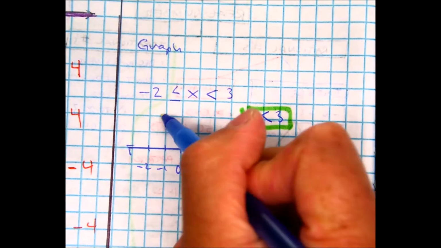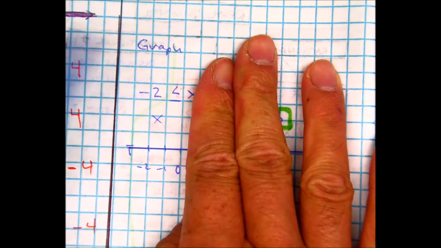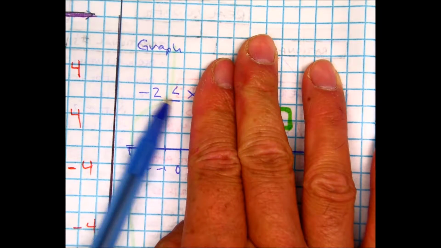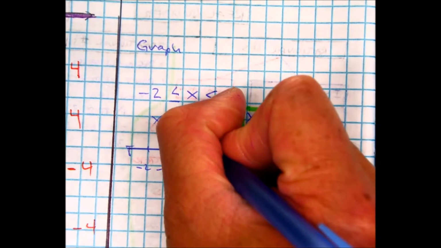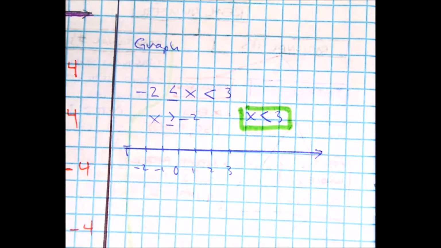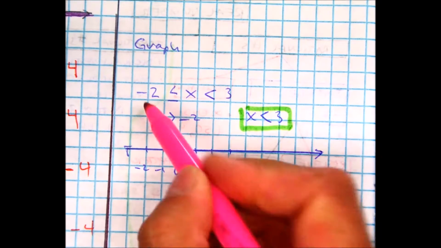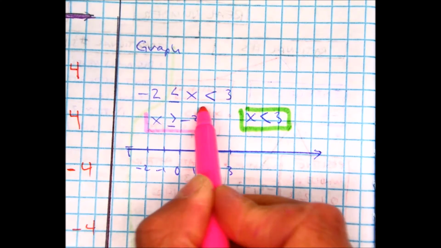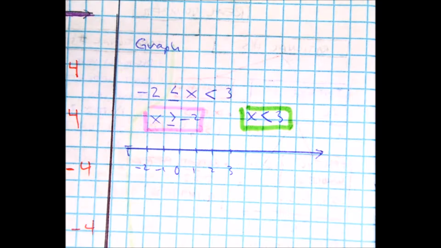Pay attention to this one. This one you actually read right to left. X is greater than or equal to -2. I did not flip the inequality sign because it's a negative. I'm just reading it in a different direction. That's all. I'm color coding my inequalities here.